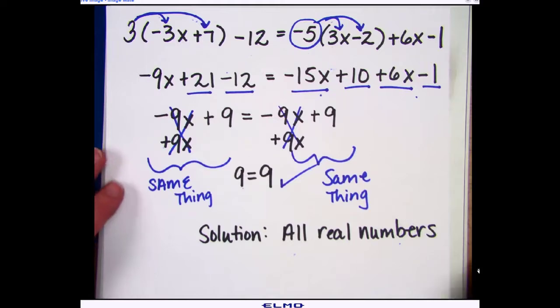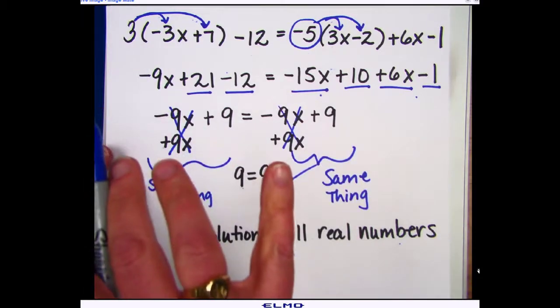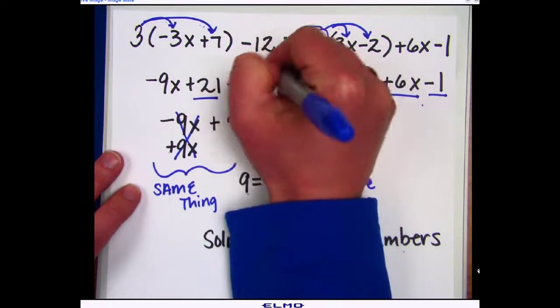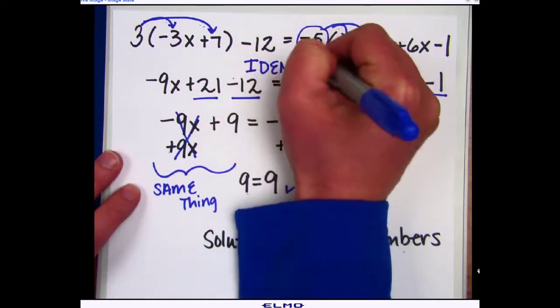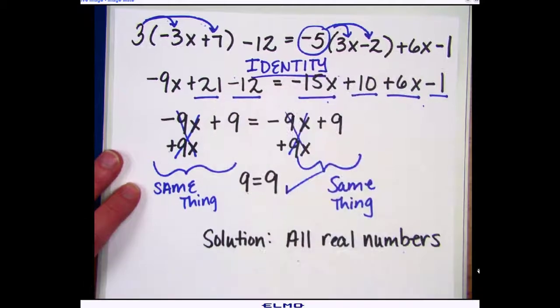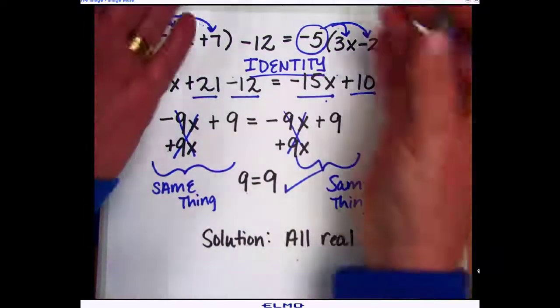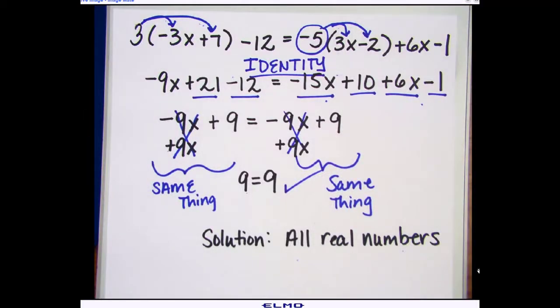And if we're asked to classify the equation, we call this an identity. Think of it this way. When we look in the mirror, we see our identity, right? We have the same thing on each side.